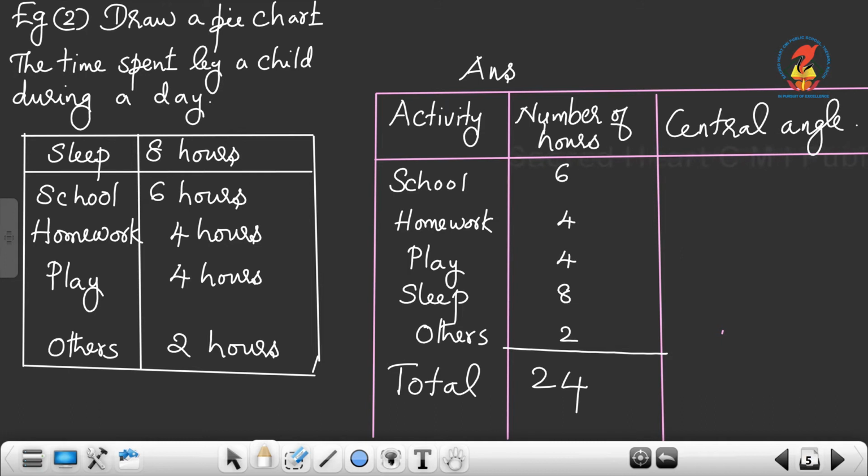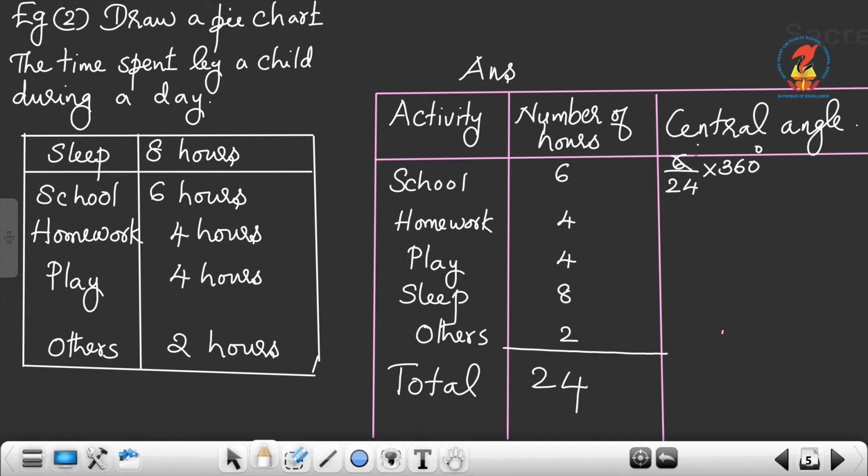Now we have to find out the central angle. That means we have to represent the data in sectors. So you have to find out the angle corresponding to each sector, and that is known as the central angle. The corresponding fraction for the first one is 6 out of 24. Then what you have to do? Multiply by 360 degrees, so you convert it into the central angle. Then 6 by 24 into 360.